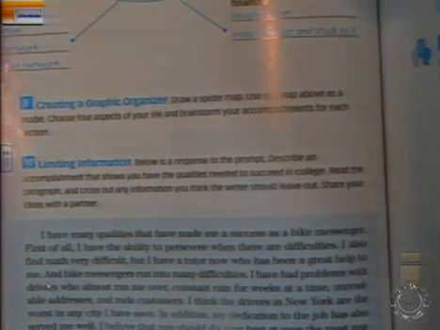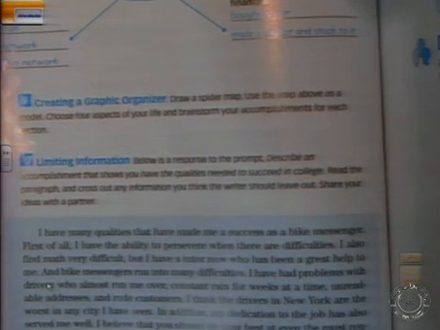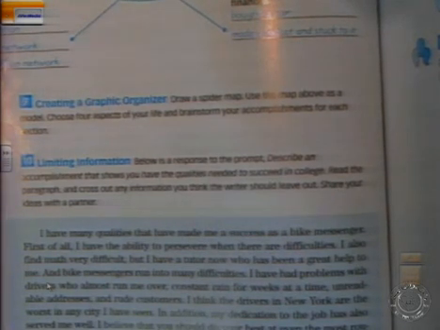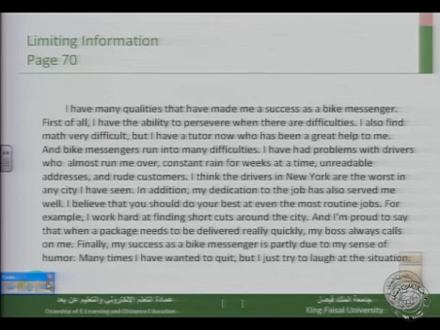Okay. Here, the question says limiting information. It says below is a response to the prompt: Describe an accomplishment that shows you have the qualities needed to succeed in college. So here he is going to describe his accomplishments, the accomplishments that show that he has some qualities that can help him succeed in college. So here we are going to read the paragraph and cross out any information we think the writer should leave out. The text is in the next slide. We are going to read it together, and if we find irrelevant information, we have to cross it out. So, limiting information, page 70. It's exercise 10.